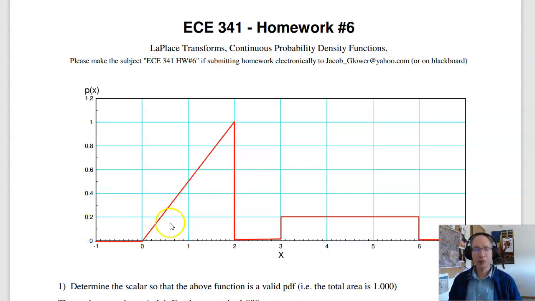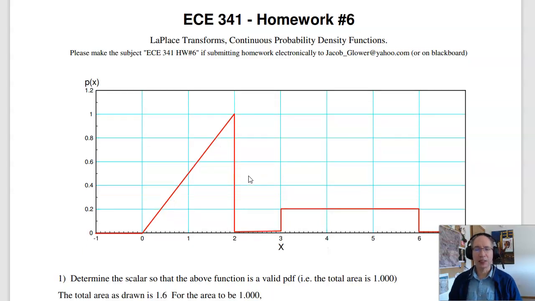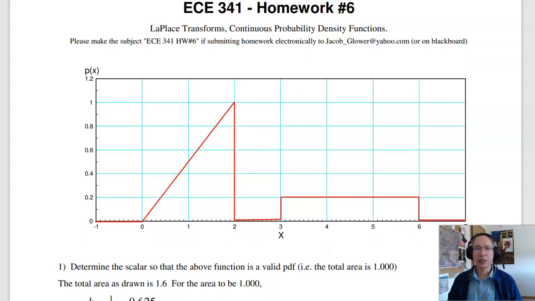Now the first problem is to scale this so this is a valid PDF. For a valid PDF, the area has to be 1. So what I can do is calculate the total area as drawn. The area of a triangle is 1/2 base times height. So that's 1/2, 2 times 1. So this has an area of 1. This area is 0.2 times 3, 0.6. So the total area is 1.6. That makes this an invalid PDF.